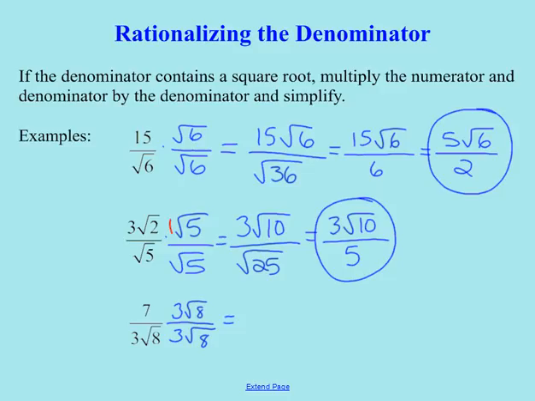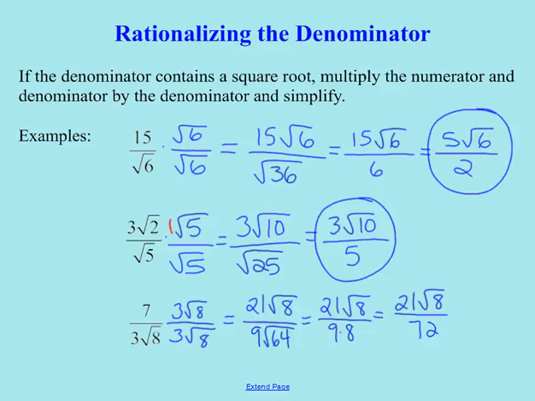Multiplying the numerator, we multiply 7 times 3 and get 21 square roots of 8. In the denominator, 3 times 3 is 9. The square root of 8 times the square root of 8 is the square root of 64. The square root of 64 can be simplified to 8, so that's 9 times 8. We know 9 times 8 is 72, so we have 21 square roots of 8 over 72. And now we need to ask ourselves, can this be simplified?